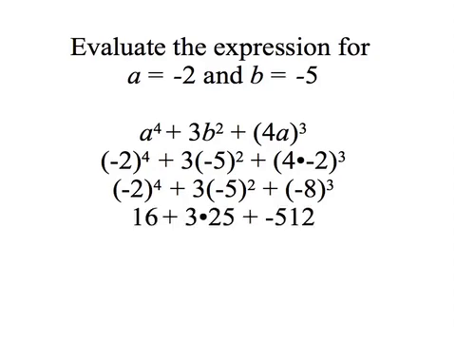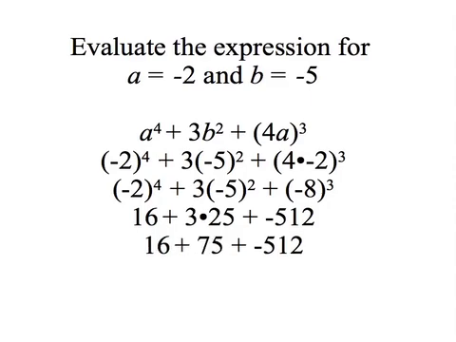We know the first one is 16. We know that negative 5 to the second power, also called negative 5 squared, is 25. And the negative 8 times itself 3 times. That's 3 negatives in a times problem, and that makes a negative product, negative 512.